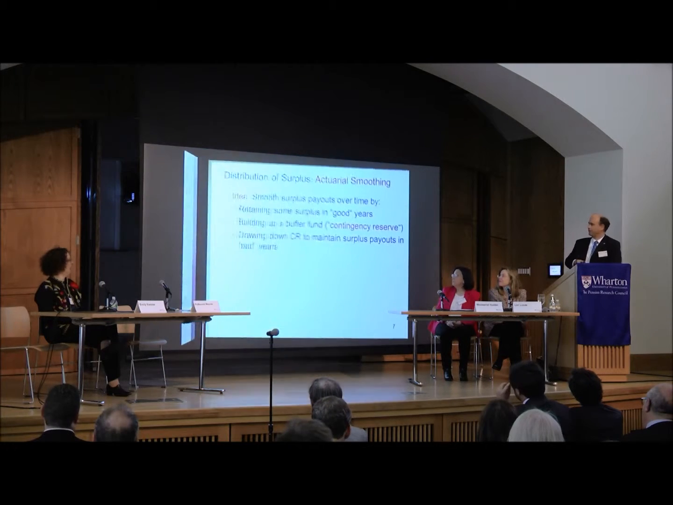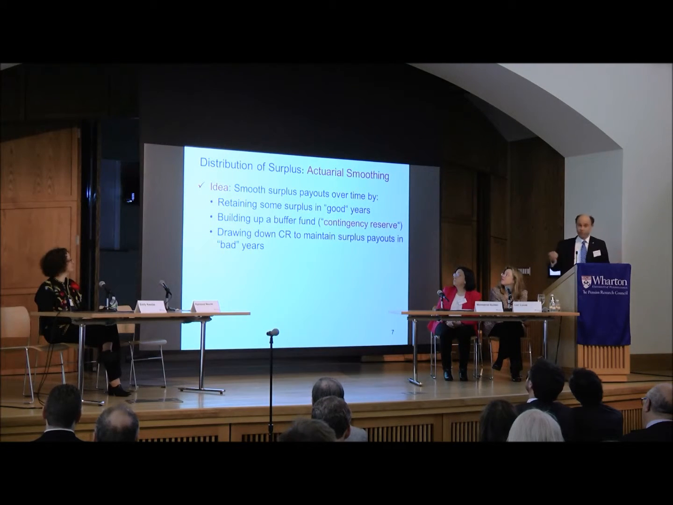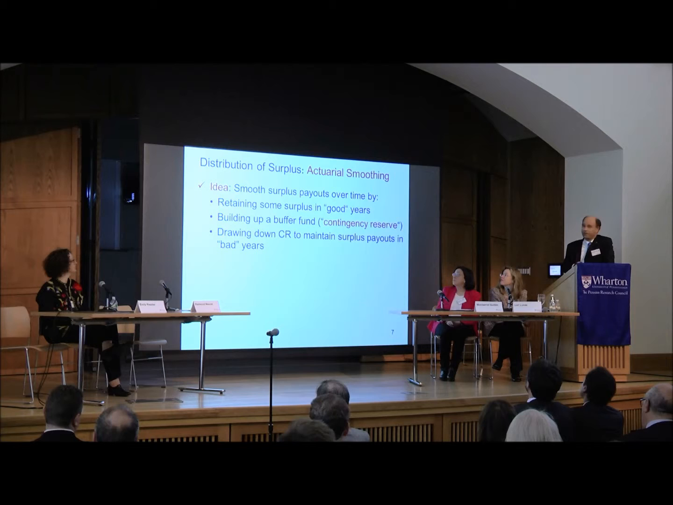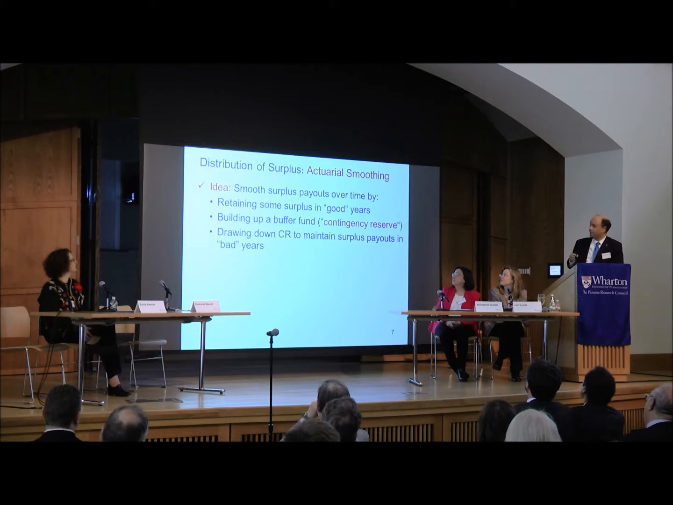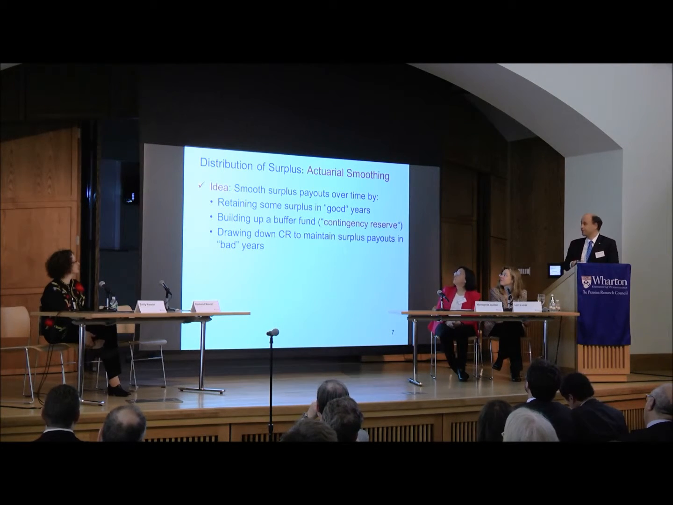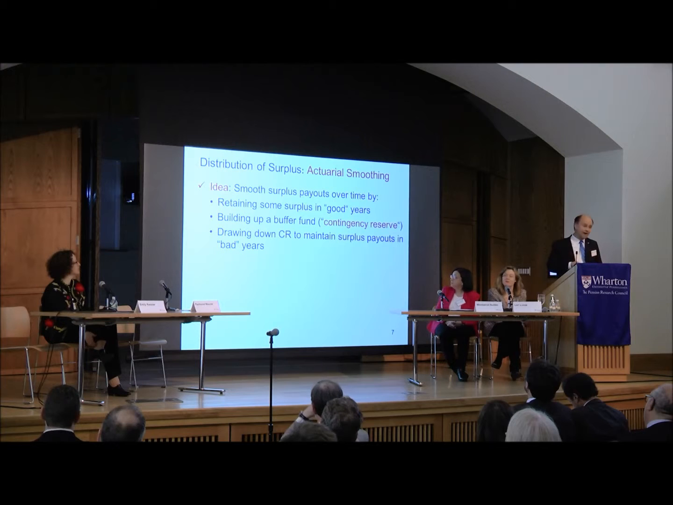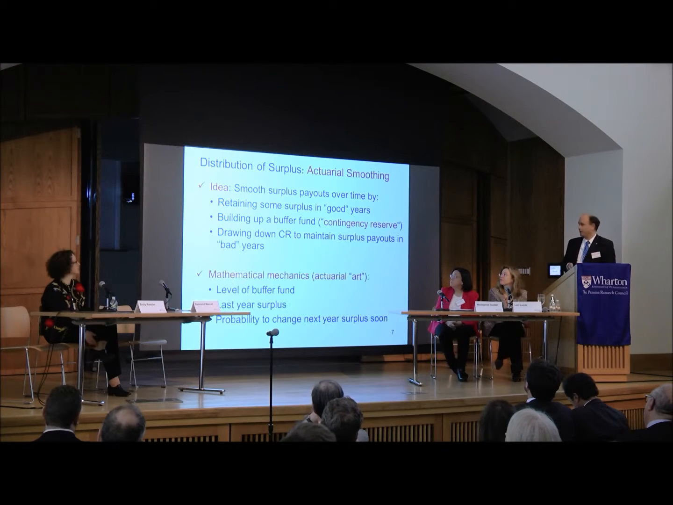So that's the accounting method. The actuarial smoothing is, the idea is if you have measured an asset return and a mortality surplus, then you smooth the payout over time by retaining some surplus in good years, building up a buffer fund, which they call the contingency reserve, and you draw down the contingency reserve to maintain the payouts in bad years. That's the general idea. The technique is a kind of mathematical art.